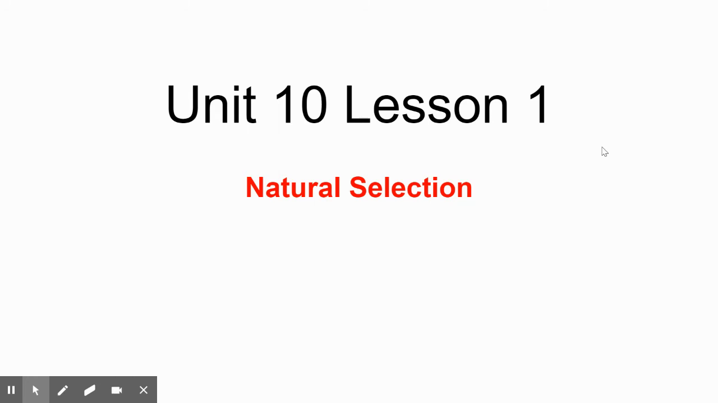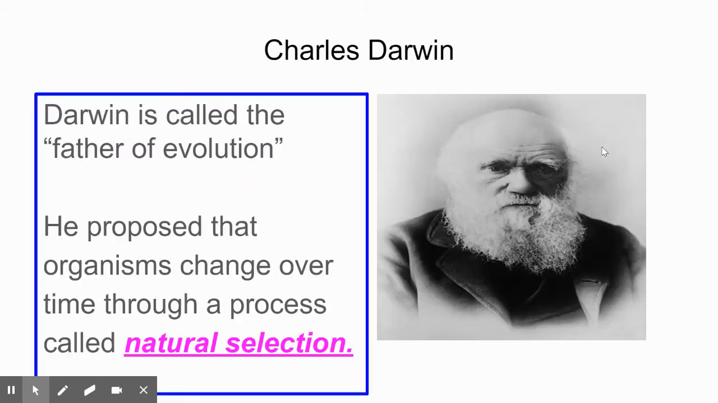And our topic for this lesson is natural selection. This is the first lesson in the evolution unit. Our goal for today is to understand what the process of natural selection is. And our other goal is for you to understand two examples of natural selection, one being pesticide resistance and the other example being antibiotic resistance.